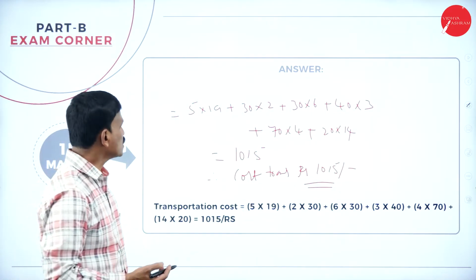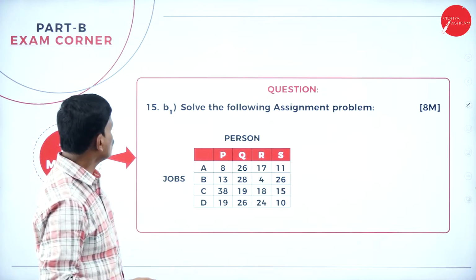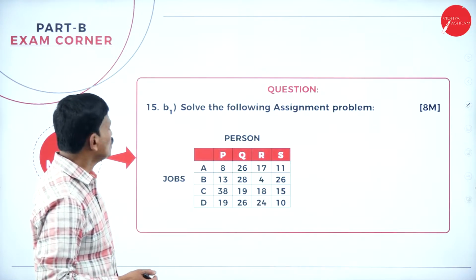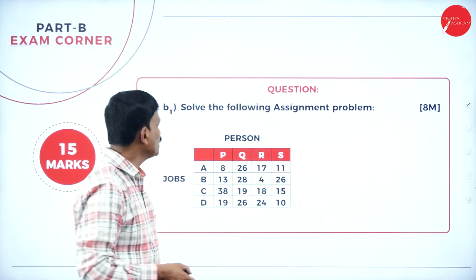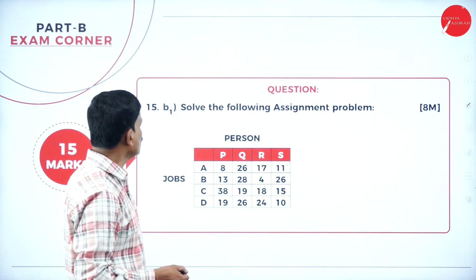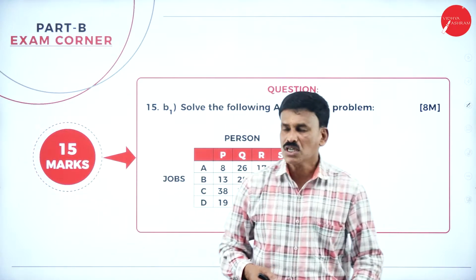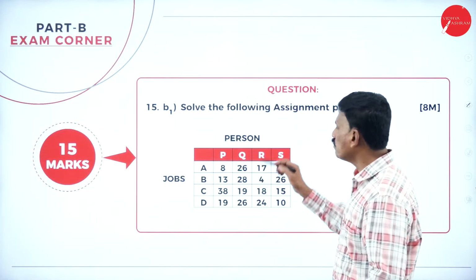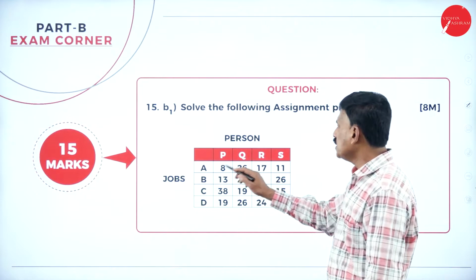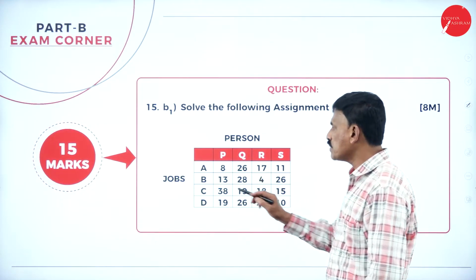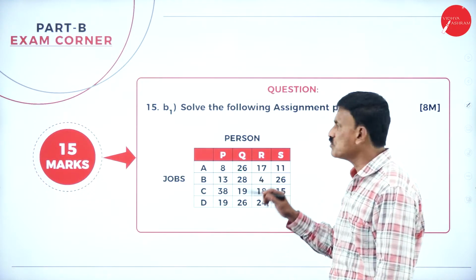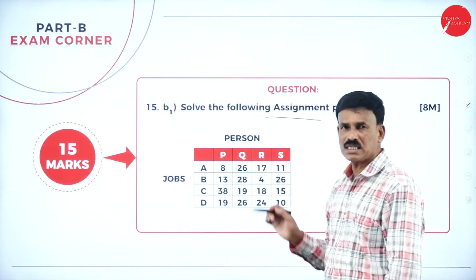Okay. Now let us come to the next one. Next, question number 15B1. In question number 15B1, solve the following assignment problem. So this is an assignment problem. We have to solve this. Now what is given? Jobs and the persons. P, Q, R, S are the persons and the jobs are A, B, C, D. We have to assign a particular job to a particular person.